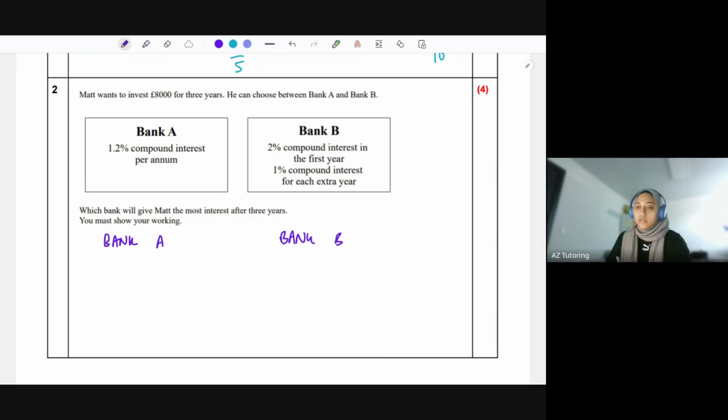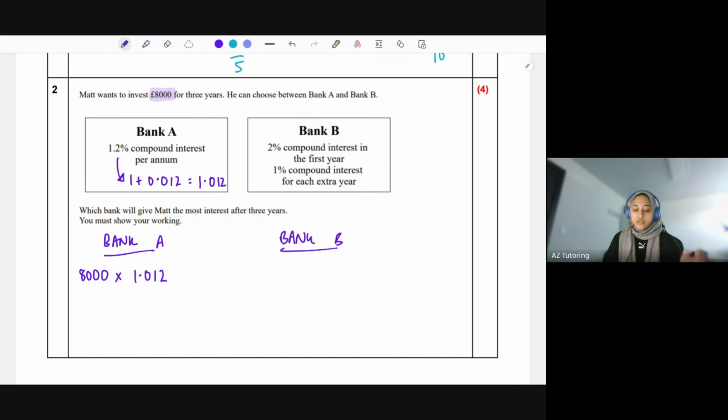I think the most important thing is how you show your working out in the exam, which I think a lot of people do quite messily, and then the examiner doesn't really know where to give you marks. So try and keep it as neat as possible. Let's see with Bank A what he will get. So the compound interest formula is always the starting amount, which is £8,000, times our multiplier. So for 1.2%, our multiplier is 1 plus 0.012. So we've got 1.012.